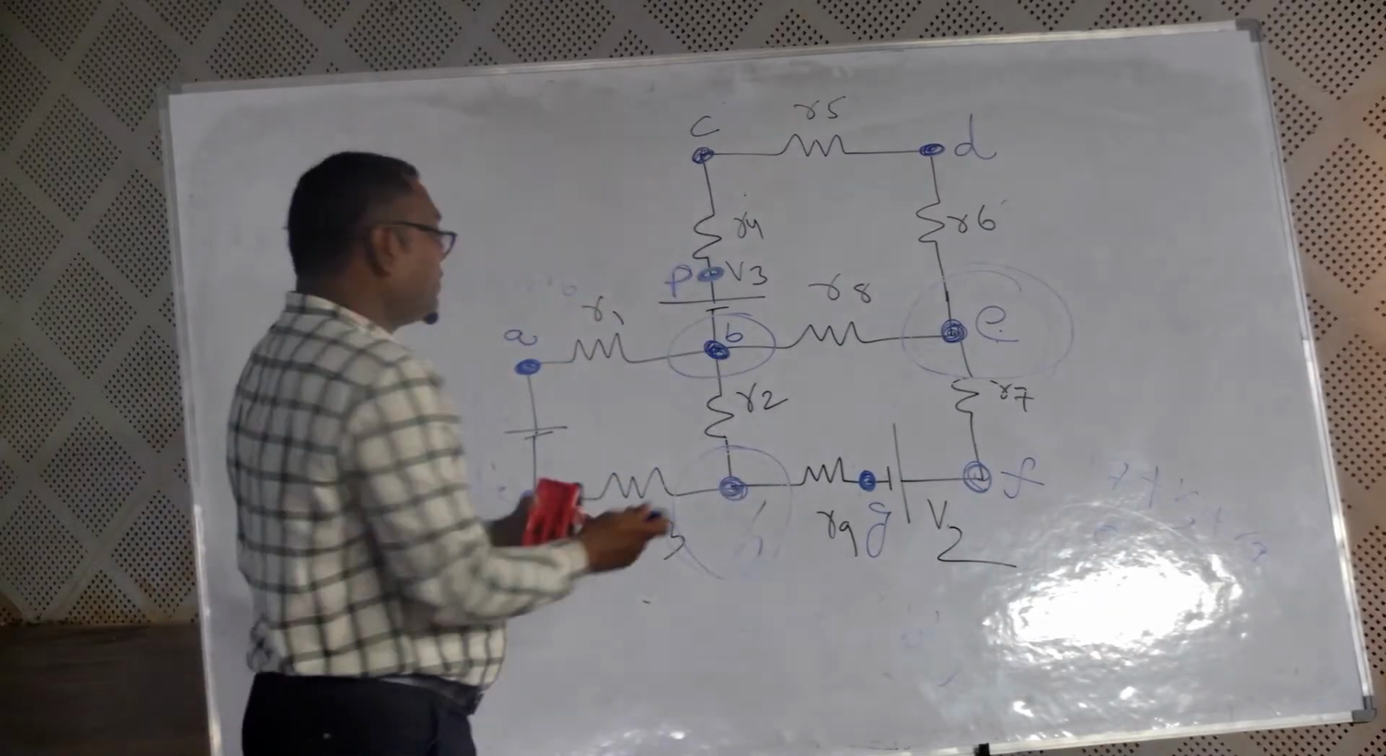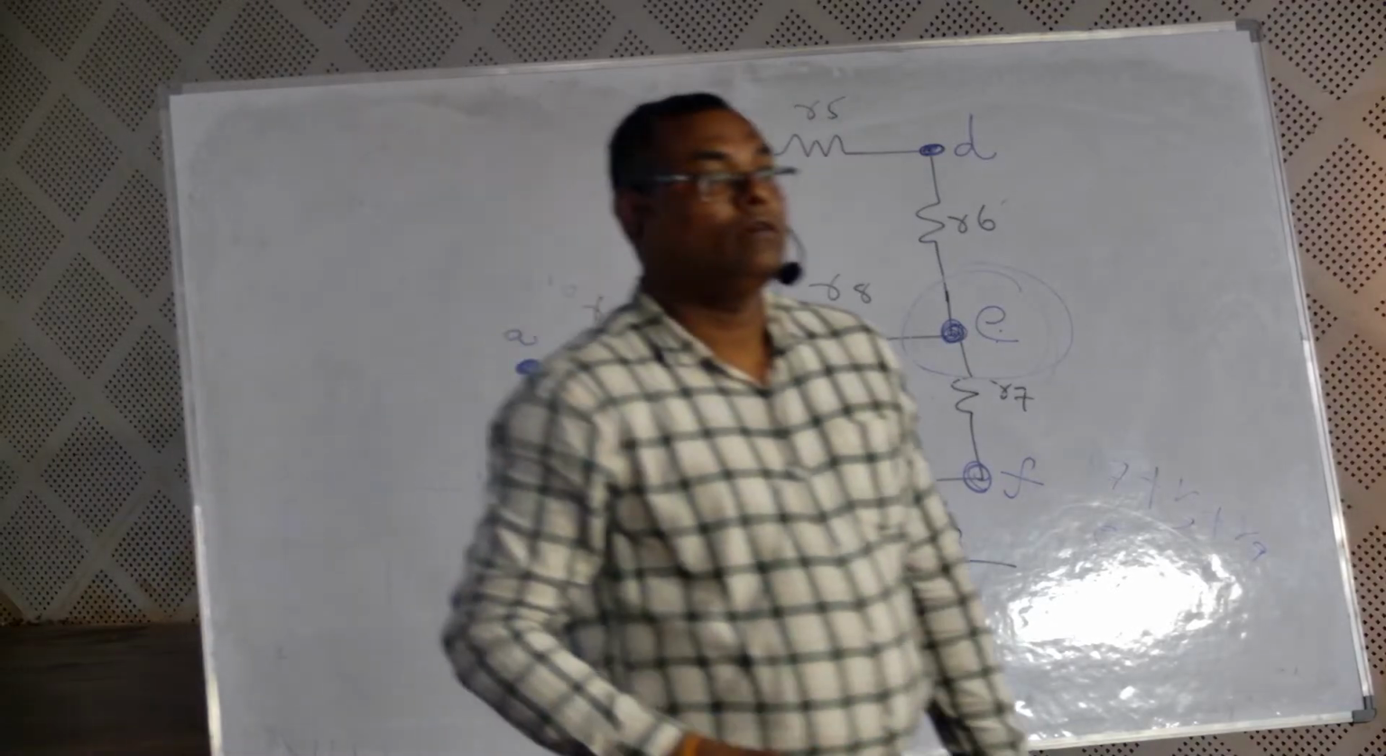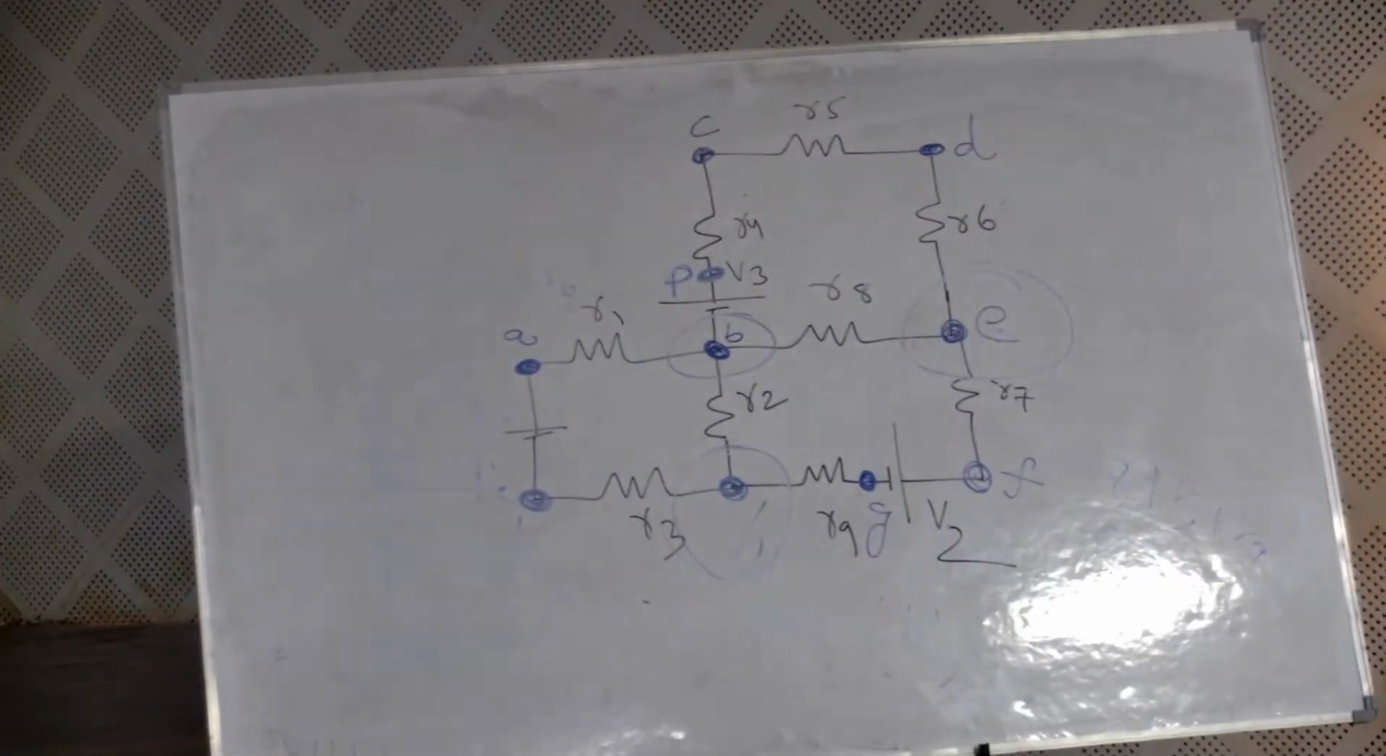First, go for meshes: 1, 2, 3. There are 3 meshes. We should not remove any element. How many closed circuits are there? 3. So 3 meshes. This is confirmed.